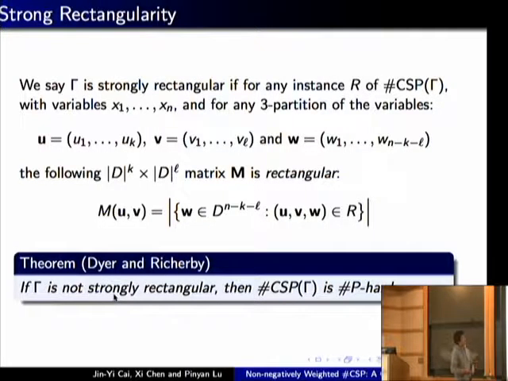So here is the definition of strongly rectangular. We pick any CSP instance, and it defines for us a relation R. And then we partition the variables in any way we want into 3 parts. Let's call the 3 parts U, V, and W. And this defines a matrix where the rows are indexed by U and the columns are indexed by V. So it's a D to the |U| by D to the |V| matrix. And the entry M_UV is simply the number of W such that (U, V, W) is in the relation.